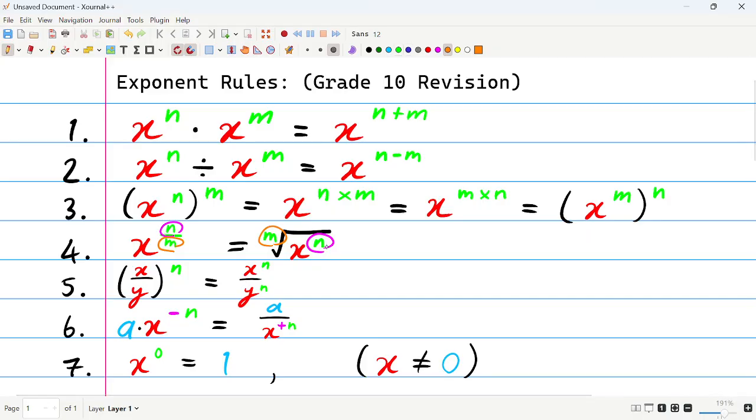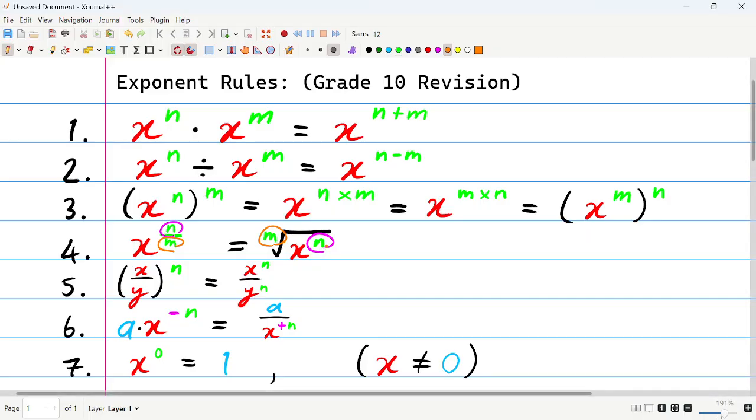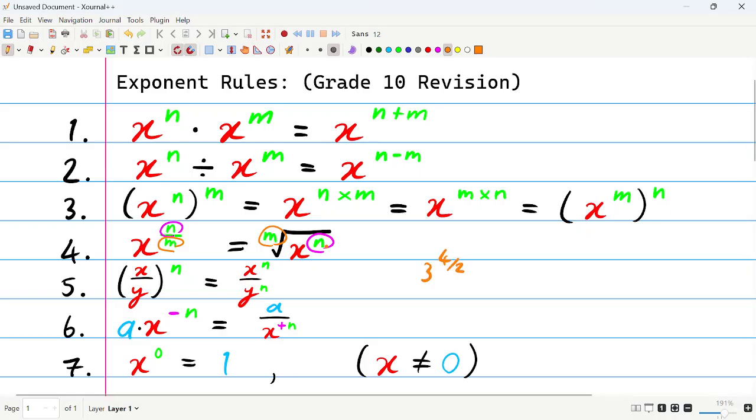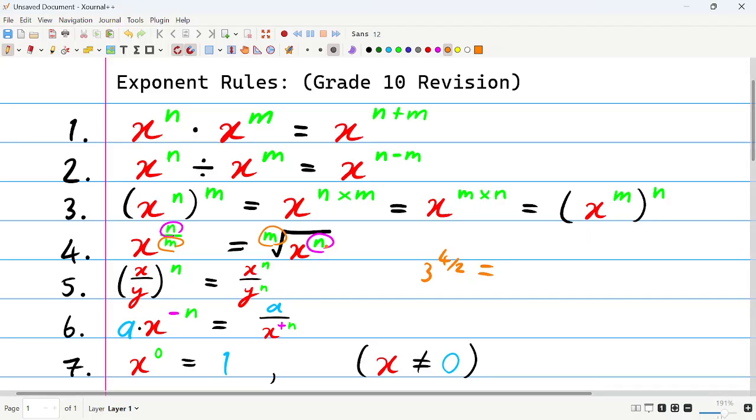So for example, if I say over here, 3 to the power of 4 divided by 2, this is just going to be exactly the same as, because the 2 is at the bottom, that will be the main root. So it's the square root, right? You could do this, but you don't have to. But I'm going to just do it for example purposes. The square root of 3 to the power of the top, which is going to be 4. Okay. So that is how it actually works within the division side of exponents.